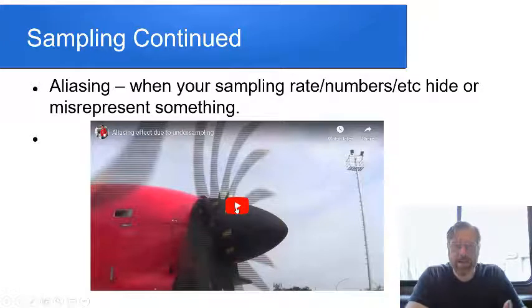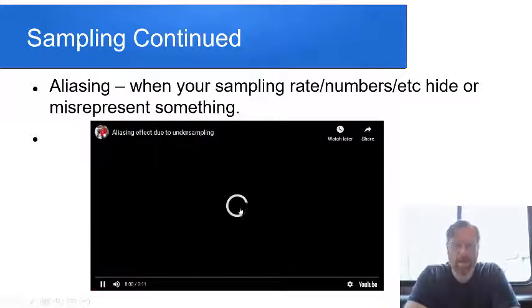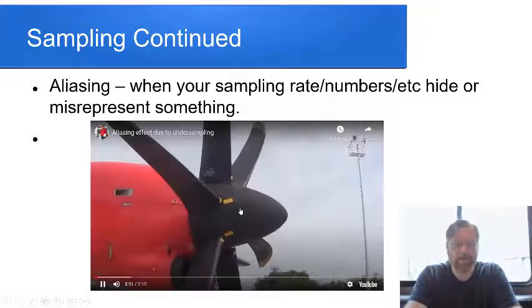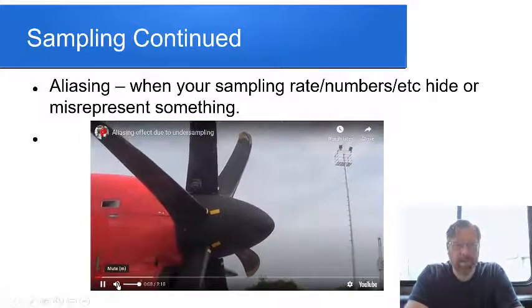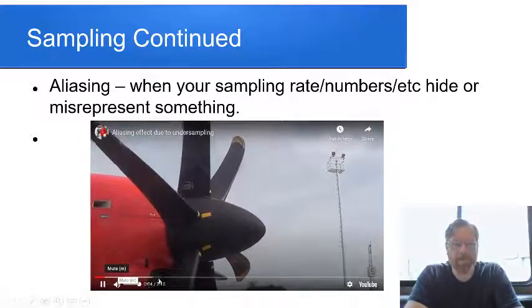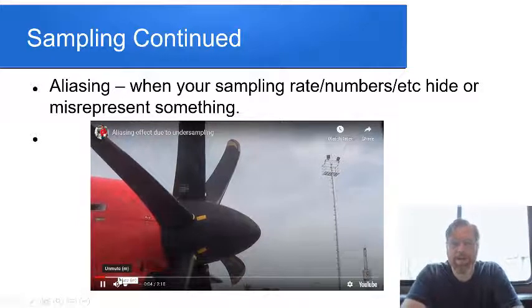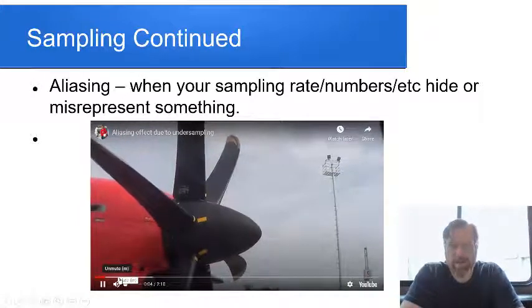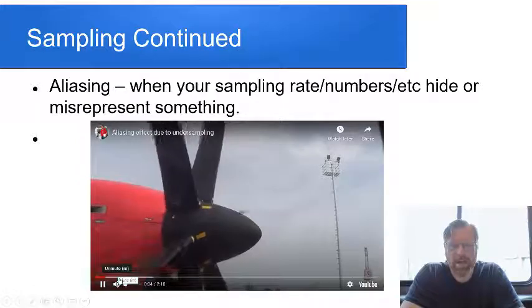If you haven't seen that, I did find this nice video on YouTube that will take a couple of minutes to watch. You get a good example of what aliasing can do. I think it's a fairly quiet video, so mostly you hear the airplane, because really all we care about is what you see in this. I didn't hear any words.